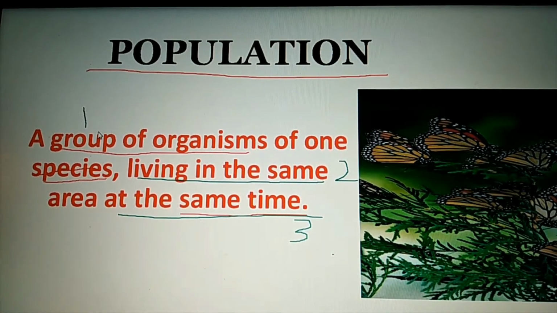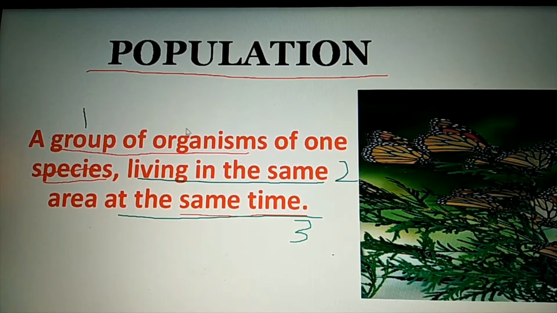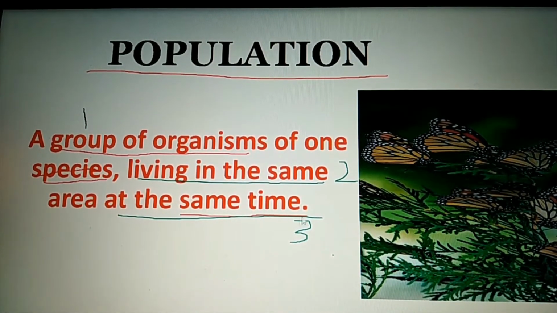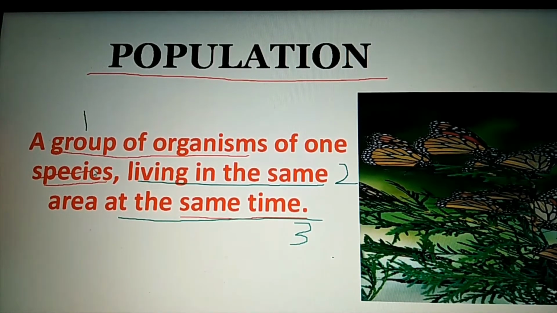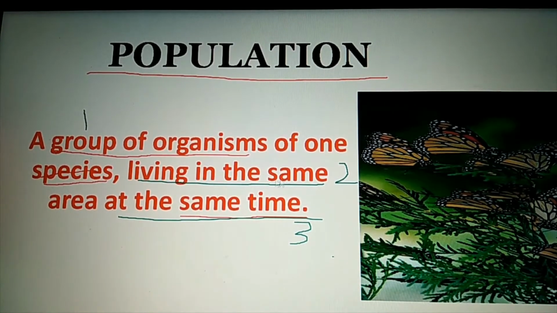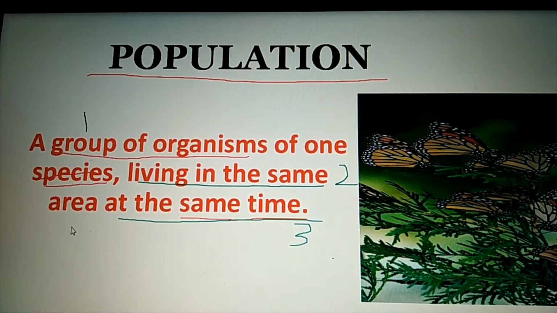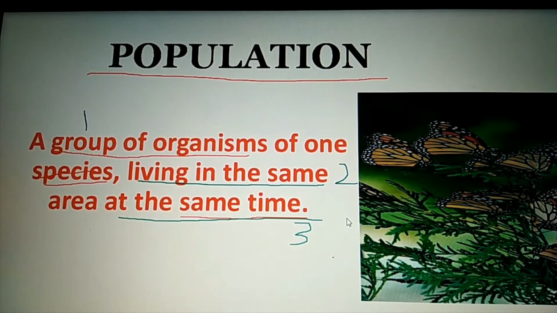So you have to note these three keywords in this definition: 1, it's a group of organisms of one species. 2, living in the same area, they are living in the same area. And 3, at the same time.